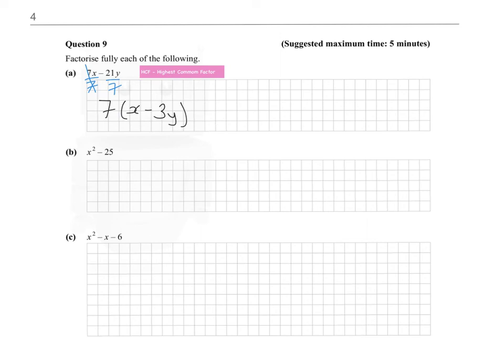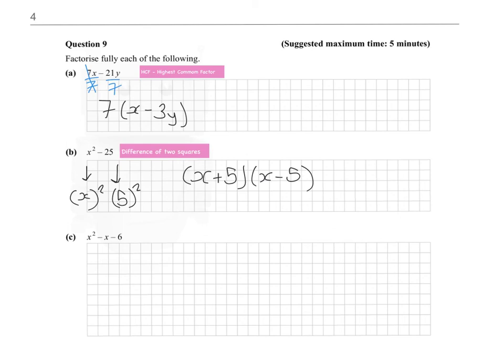The next one is what we call difference of two squares. Okay, so we have difference of two squares. So we're going to break it down. So this is x by x, or x squared, and the 25 breaks down to 5 squared. So my brackets are x plus 5 and x minus 5, or the other way around depending on what preference you took.